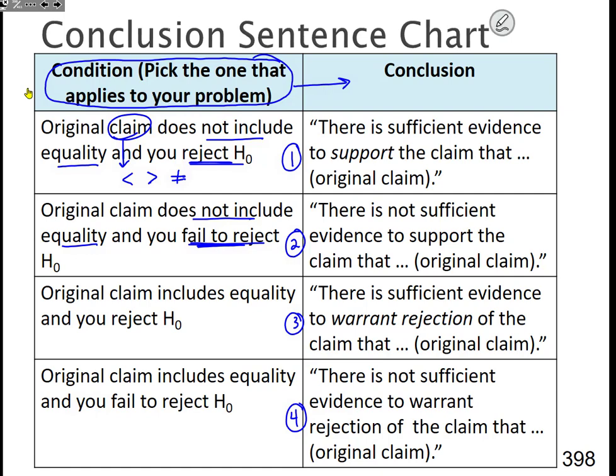And then sentence 3 and 4 are also similar. Sentence 3 says the original claim includes equality, so that would be the equal sign, but you rejected. Sentence 4 says original claim includes equality, so that's the equal sign, but you fail to reject. So you'll need 2 pieces of information, the decision and your claim. And that's it.